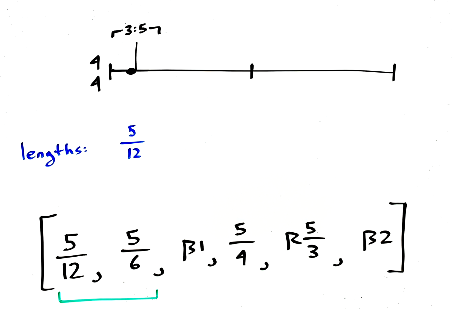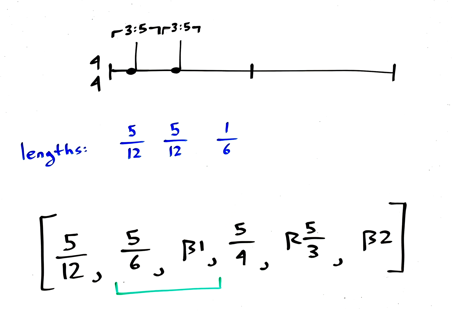The second segment goes from 5/12 to 5/6. 5/6 minus 5/12 is 5/12. So the second segment also has a length of 5/12. The third segment goes from 5/6 to 1. So the length is 1/6. This segment is obviously shorter because it's the first segment of the note that's being split across the bar line.